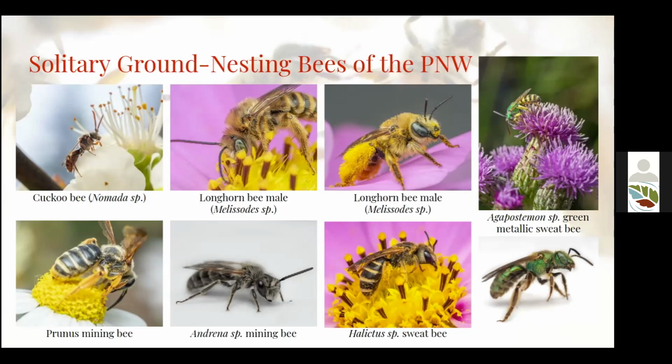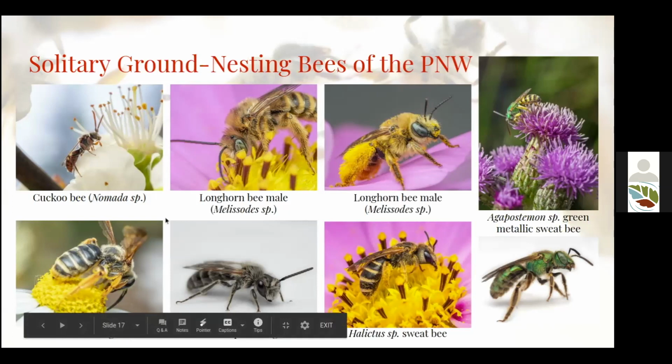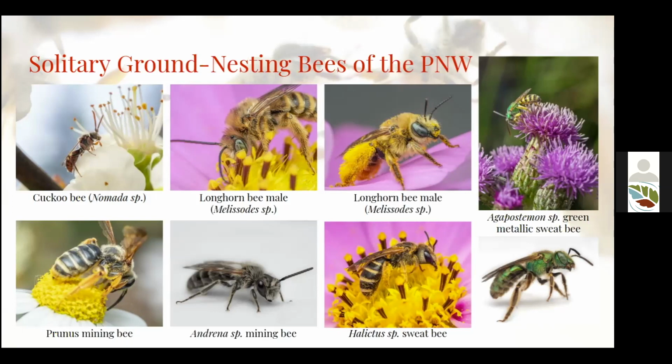Okay, mining bees are another great group of solitary ground nesting bees. Some of the more common ones are like this Prunus mining bee here. They are generally really small, and they'll have kind of mottled hairs or scopae on their thorax and on their faces. Sometimes they'll have light scopae on their back legs as well. And there are many, many species of mining bee. There are many, many species of longhorn bee. Then there are many, many species of sweat bee.